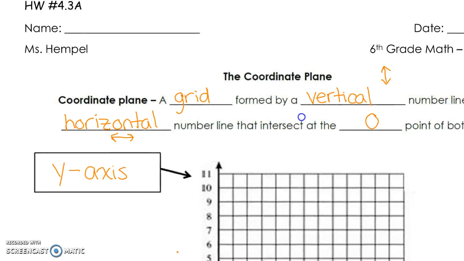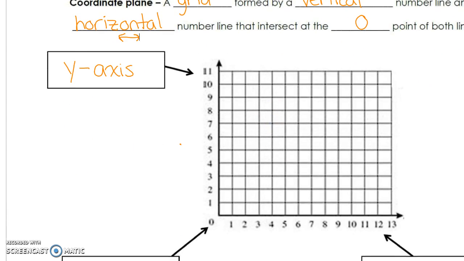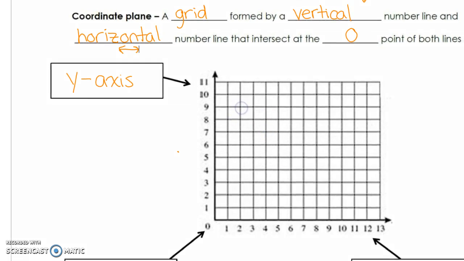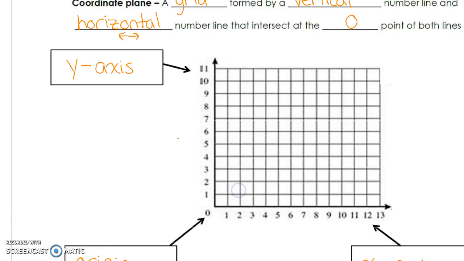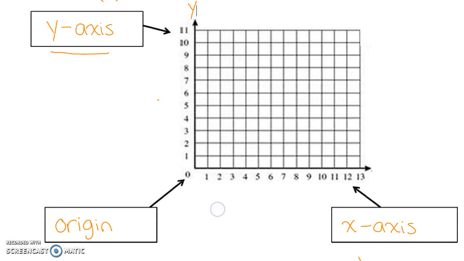So if we take a look, this is an example of a coordinate plane or a coordinate grid. And the vertical number line, the one that goes up and down right here, that is called our y-axis. And usually we write a y up at the top to just remind us that the one up and down is our y-axis. And the horizontal number line going left and right down here is our x-axis. And we usually write an x next to that line to remind us that's our x-axis.